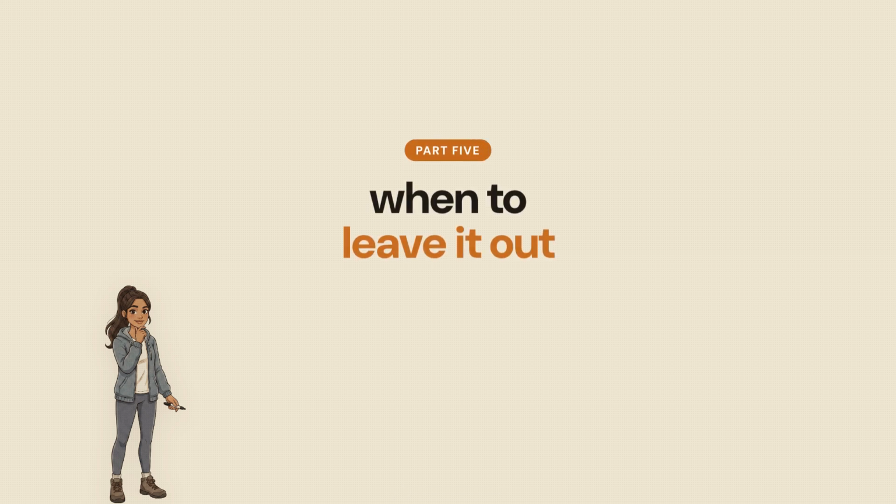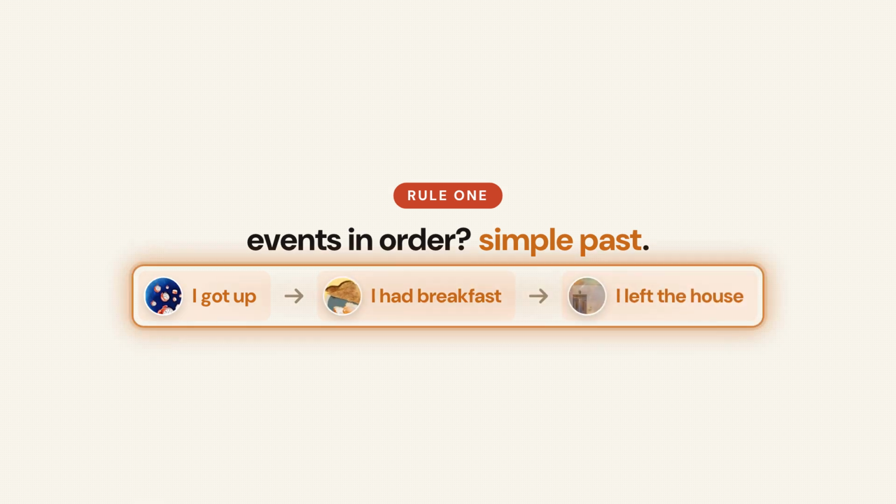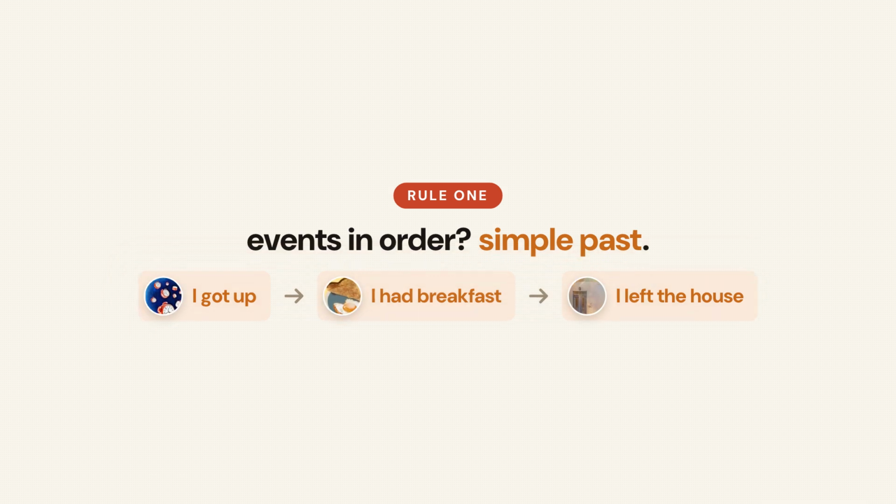Now this part matters just as much, because the most common mistake with the past perfect is not forgetting it. It is using it everywhere. Rule 1. If you are just telling events in order, use simple past. I got up, I had breakfast, I left the house. Don't touch it. That sentence is perfect.